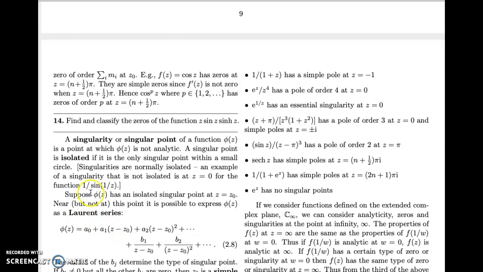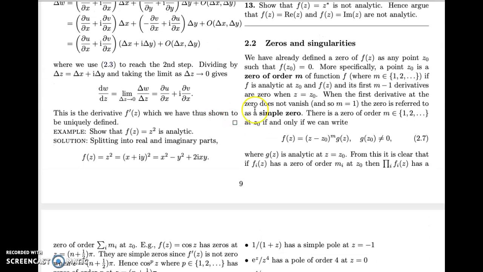So question 14 you should be able to do now. Find and classify the zeros of the function z sine z times sine z. You should find all of the zeros, describe all of the zeros, there's an infinite number of course, and say what type of zeros they are. People always say simple zero rather than zero of order 1. So simple zero is a term you should know. Otherwise you call it a zero of order 2 or 3 or so on.